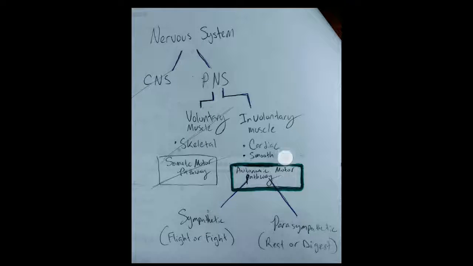Okay, so I slash these areas because we're not going to focus on these areas when we speak about sympathetic division versus the parasympathetic division. So the involuntary muscles, again, the cardiac or smooth muscle that we have in our bodies, is the autonomic motor pathway. And it breaks down into the sympathetic division, which is the flight or fight, or the parasympathetic, which is the rest or digest.